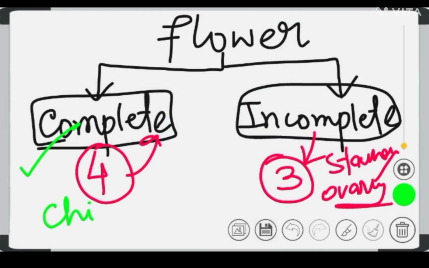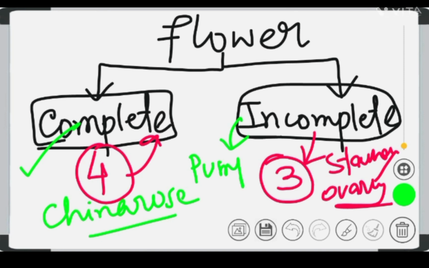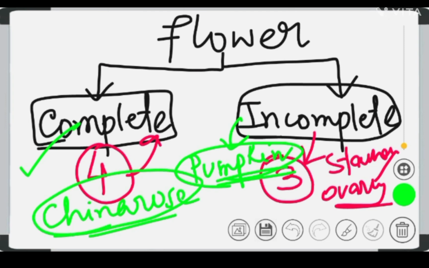For example, China rose is a very good example of a complete flower, where you can see all the parts. For an incomplete flower you can take the pumpkin flower. It is very tasty also whenever we eat it. This pumpkin flower will contain either the stamen, the male part, or the female part, that is ovary or pistil. But in the China rose, all the parts are seen together in a flower.